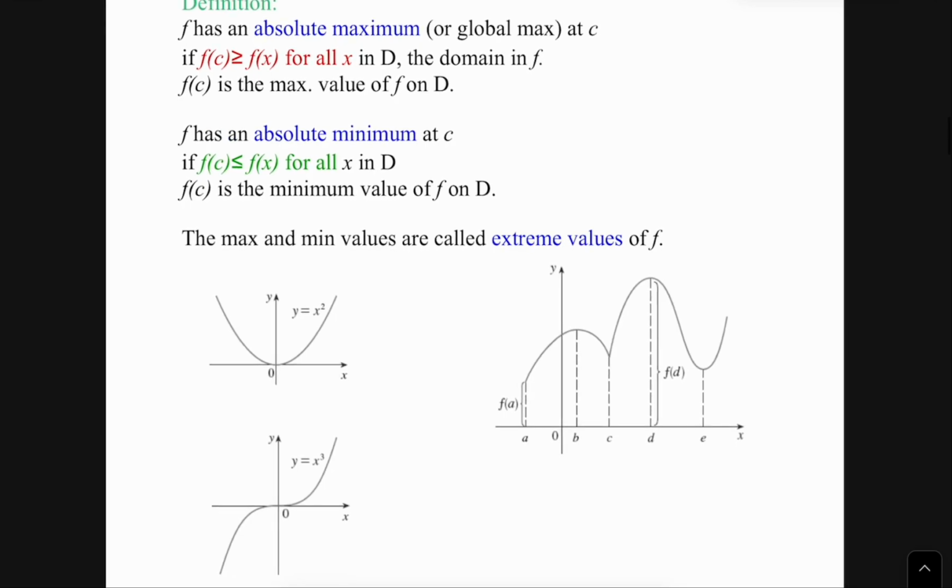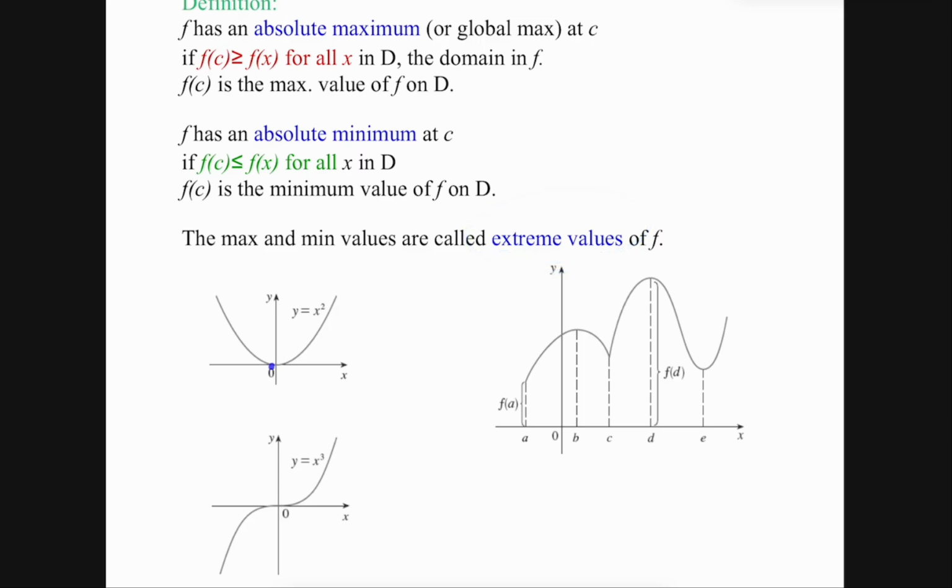So here it says if a function f has an absolute maximum or a global maximum, then f of c is greater than f of x for all x in the domain. At that value c, see how f of c is larger than all the other f of x's. If it's an absolute minimum at c, then f of c is less than all the other f of x's on the domain. That's if you use the word absolute, okay? We're going to call those values extreme values.